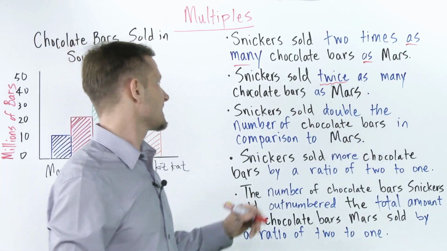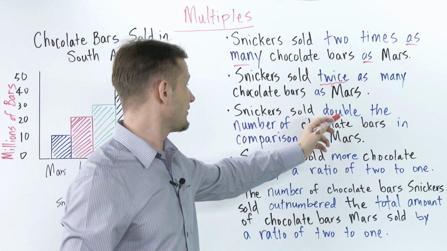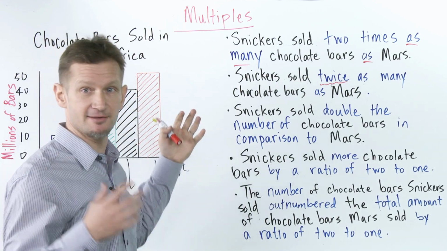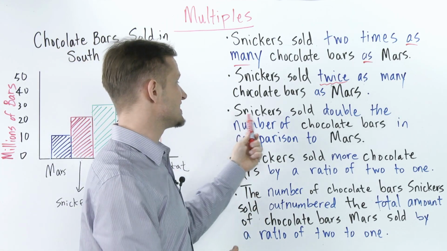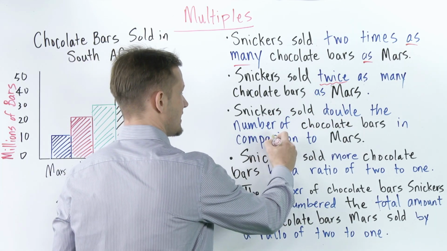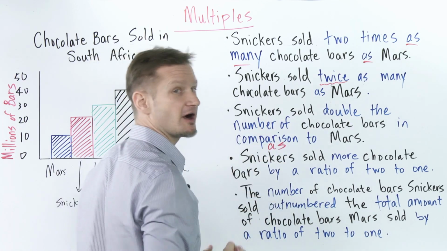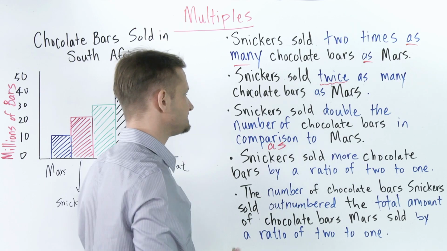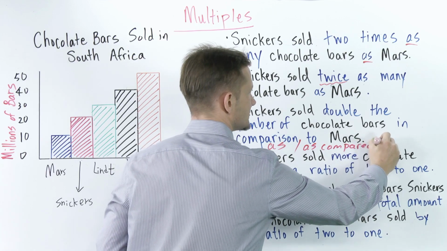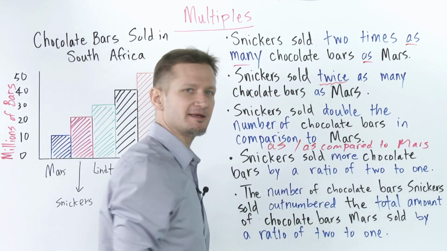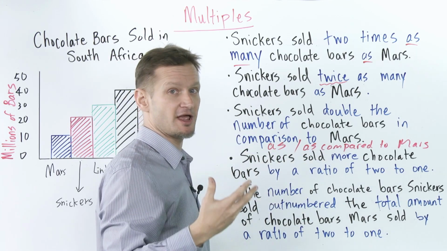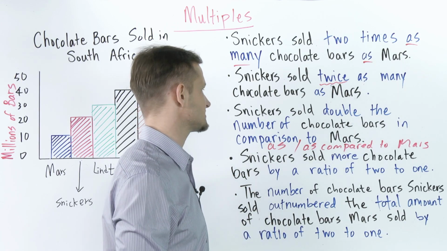Okay, Snickers sold double the number of chocolate bars in comparison to Mars. Right? So we're talking about the same data in a different way. You could also say double the number of chocolate bars as Mars. It's a little simpler. Or you can say as compared to Mars. Those all mean the same thing, just a little bit of variation. If you vary your vocabulary, that's going to display how well you can use English.